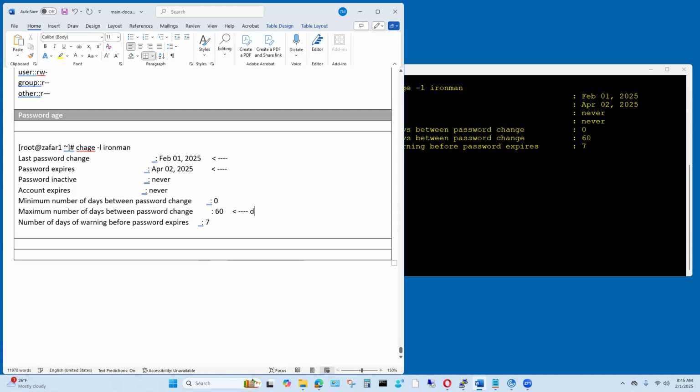Okay, 60 days it will be good, and then on the 61st day you have to change the password. And then you have the reminder here. 7 days before 60 days, there would be 53 days, the 53rd day, the warning starts, and then the password expires.